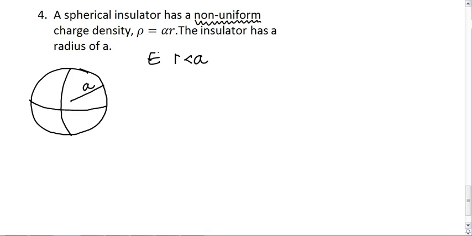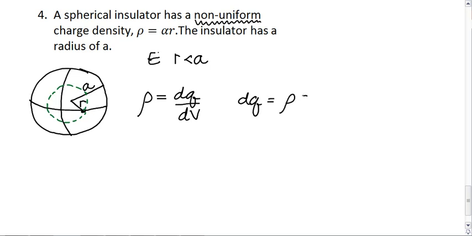So if we look at an r that's less than a, maybe that r is right there. So we need to draw a Gaussian surface inside our insulator. Now because the charge is not uniformly distributed, we need to find out how much charge is enclosed in that bit. So if rho is equal to dq over dv for volume, then dq is equal to rho dv. If we integrate both sides there, we'll get q, that would be from 0 to q enclosed by our Gaussian surface.